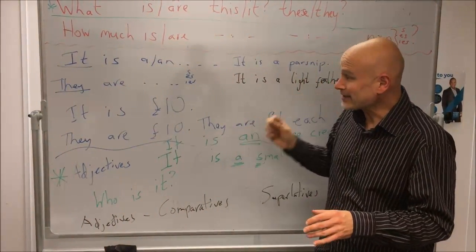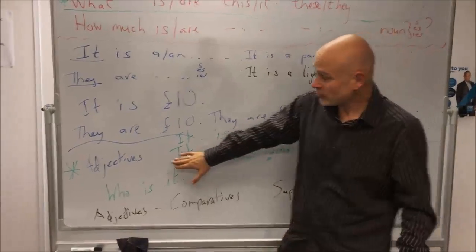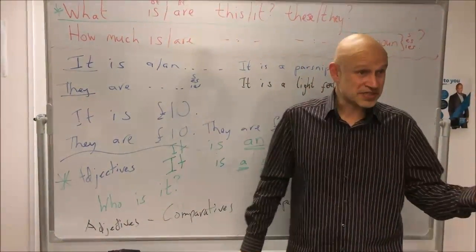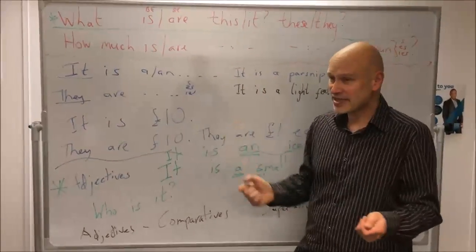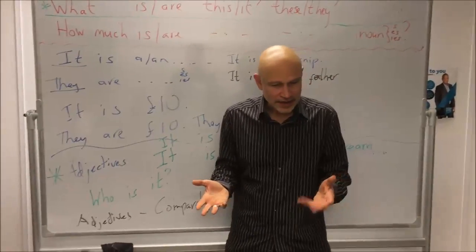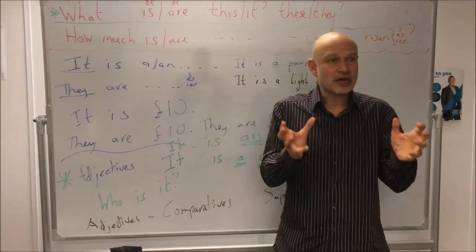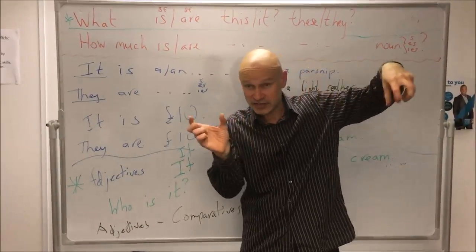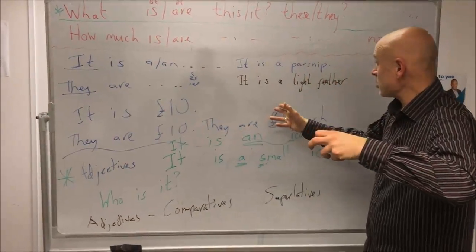Then we moved on a little bit and we started looking at adjectives. So we started looking at what is it again, or what is this, but instead of saying it's an apple, we could say it's a delicious apple. So we're adding an adjective in to the sentence. Here are a few other examples.